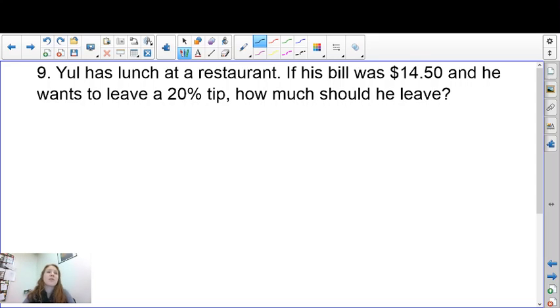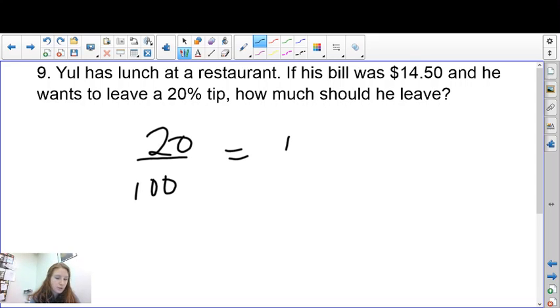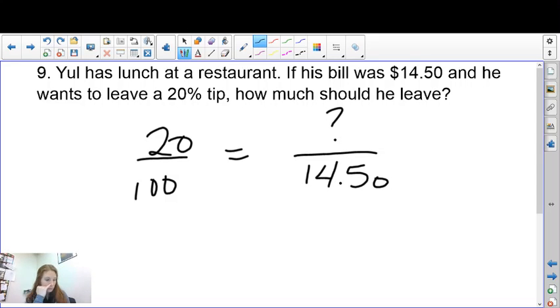So I want to know 20% of that $14.50. So that's what I'm looking for. Oops, I forgot you guys like percent proportions. So 20% of 100 is equal to blank over 14.50 on the bottom because that's my total. I'm looking for the top. So how can 1450 get to 100?